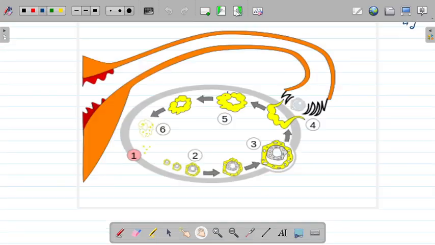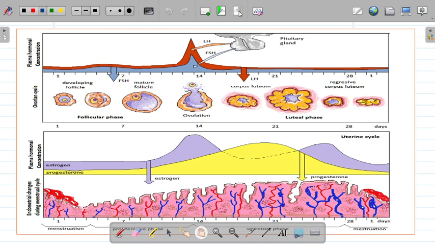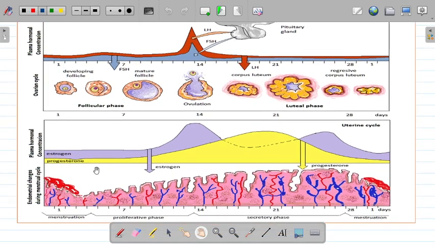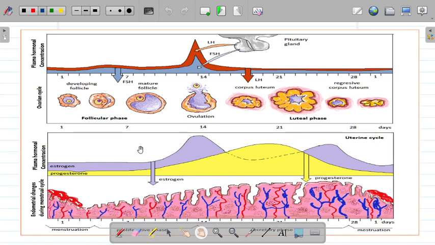Good. This brings me to my next picture right now. Since we talked about the hormones and the development of the follicle, now let's talk about the endometrium. The endometrial changes that happen. Remember, I said all of these happen concurrently, simultaneously. We are solving simultaneous equations here. Good. Let's start.